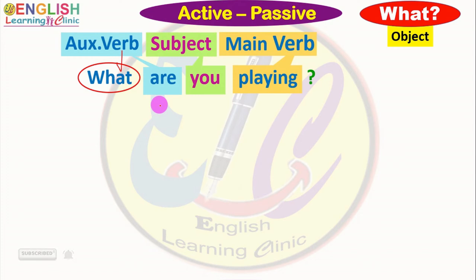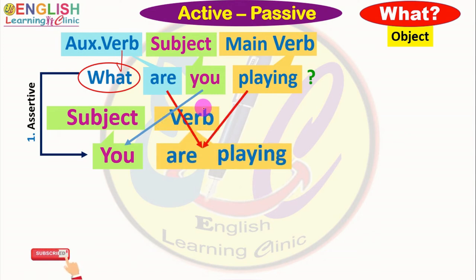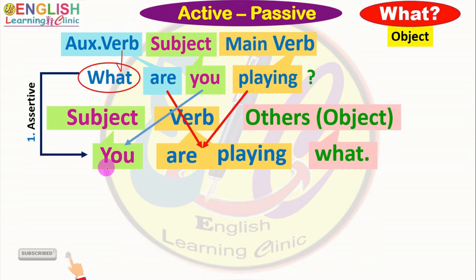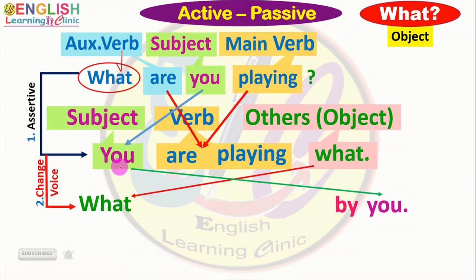Now, make it assertive. You will come first, next the verb form, that is the auxiliary verb and the main verb together. Next the object. Here what acts as object. So, this is the structure of an assertive sentence. Now, change the voice. To change its voice, the object will come to the place of subject and the subject will go to the object position with the preposition by. Next, change the form of the verb from active to passive or passive to active.